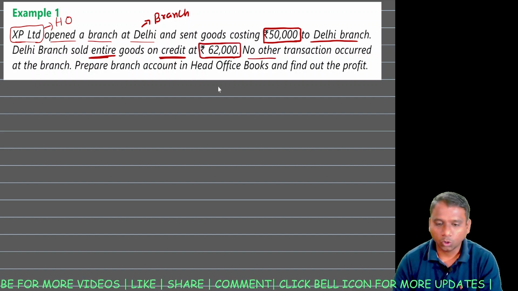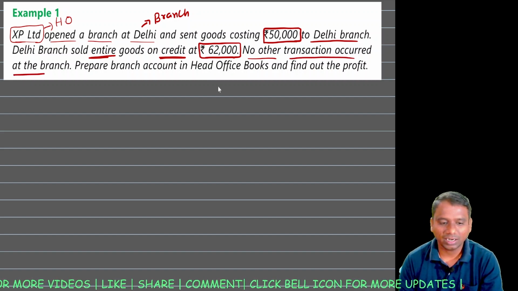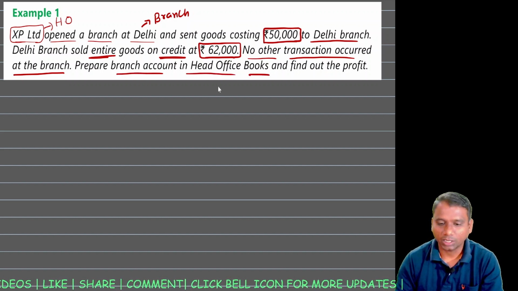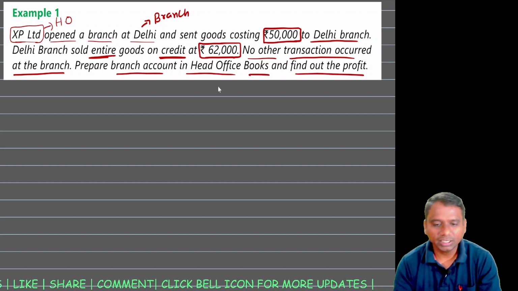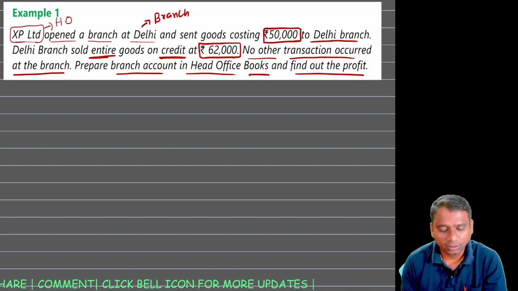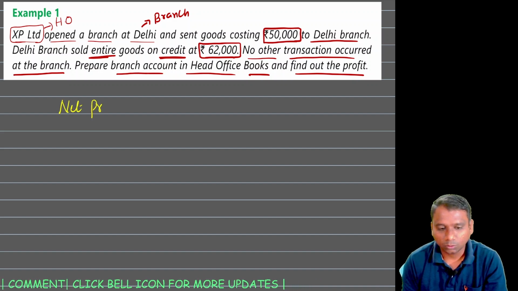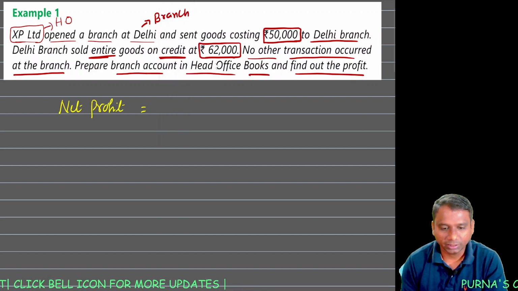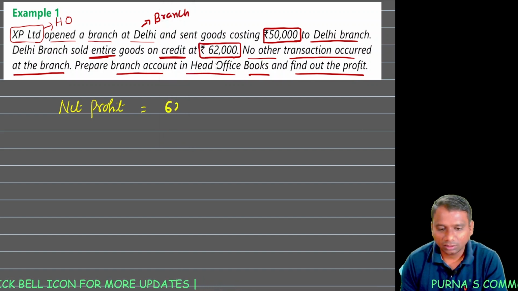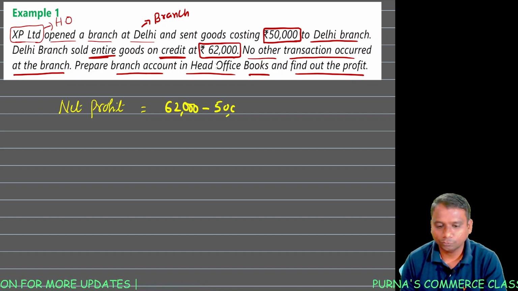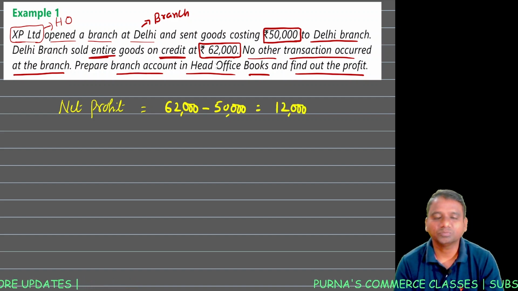No other transaction occurred at the branch. Prepare the branch account in head office books and find out the profit. See here, without preparing the branch account, we can say the net profit. How? Net profit is equal to the total goods sold, 62,000, minus the cost of goods sent, 50,000. So what is the profit for us? 12,000 rupees. That's it, simple.